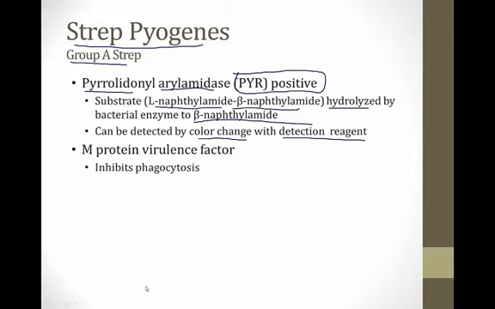So once you know you're dealing with a beta hemolytic strep, testing for PYR positivity is a very rapid way to determine that you're dealing with Strep pyogenes because it's the only beta hemolytic strep that is PYR positive. Strep pyogenes also has an important virulence factor called the M protein, which inhibits phagocytosis, and I talk about this in more detail in the module on virulence.